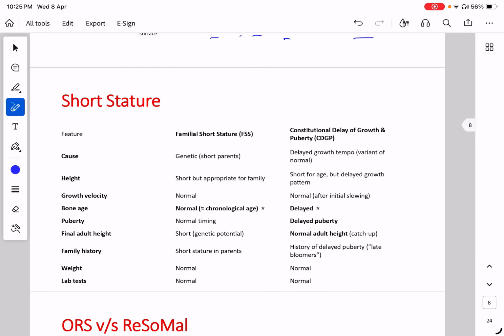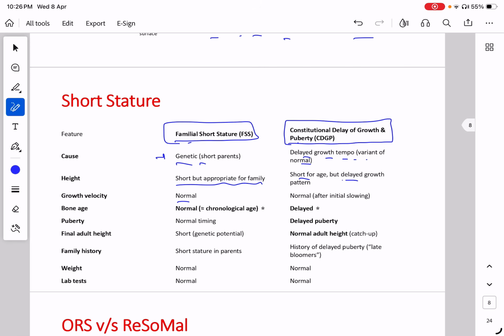Now, short stature, another favorite topic for examiners. Familial short stature versus constitutional delay of growth and puberty. So, the cause of familial is genetic, that is short parents, so short child. And in constitutional delay, there is a delayed growth tempo, a variant of normal development. Height is short but appropriate for family or mid-parental height. And in constitutional delay, the height is short for age but a delayed growth pattern is seen. Growth velocity is normal. In familial, it is normal after initial slowing.